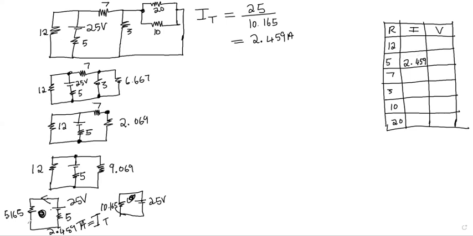Therefore, we check 5.165; we don't have it on the table. Then we need to go back. We need to go back until we get the values of each and every resistor on our table. So what formed 5.165? 5.165 is formed by 12 and 9.069. How are they connected? They are connected in parallel.